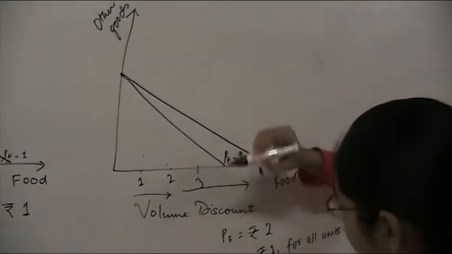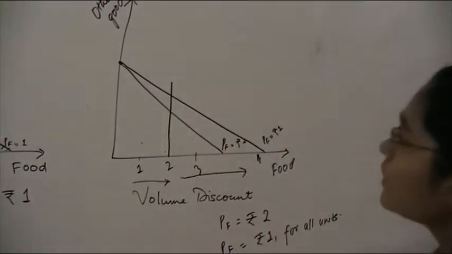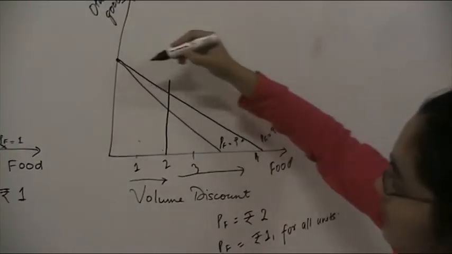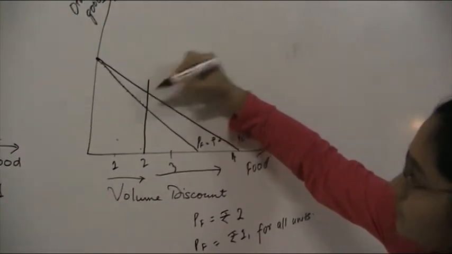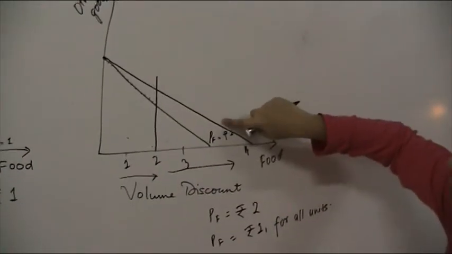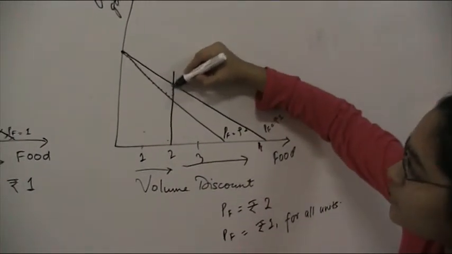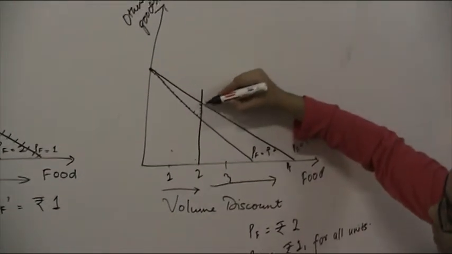Now, because the threshold level is at 2 units of food here, the budget constraint which operates is the original constraint till 2 units. After that, it's this line which operates, along which the price of food is 1 for all the units. So the budget constraint comes here.